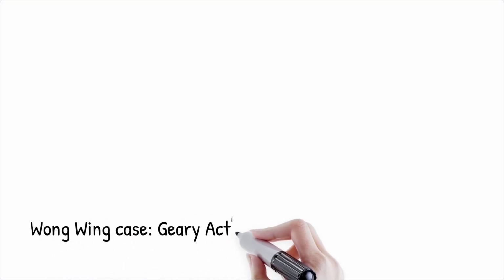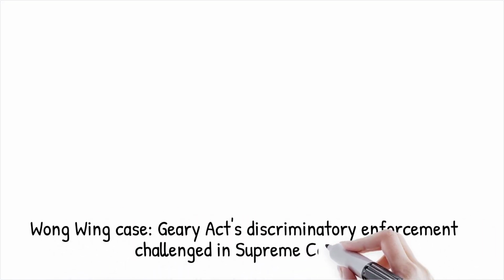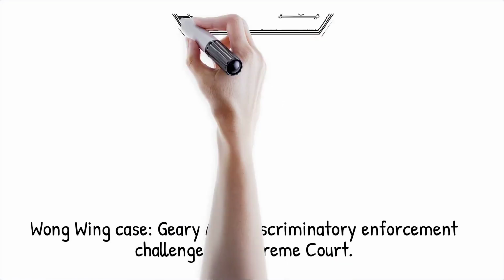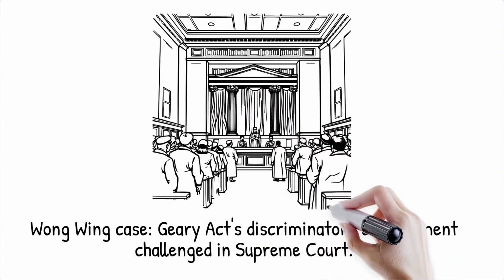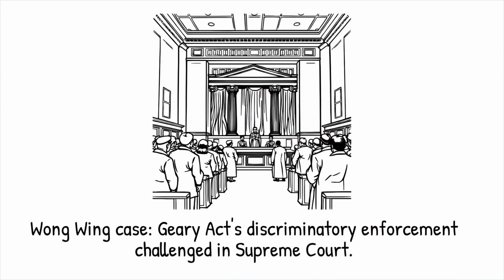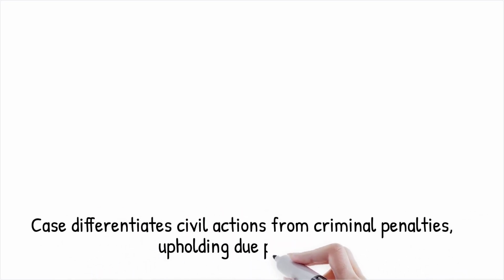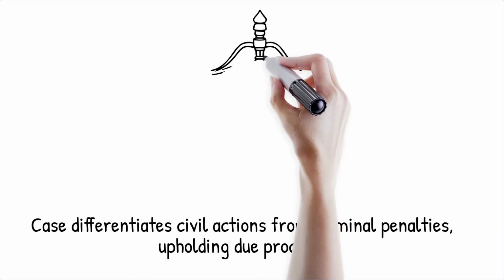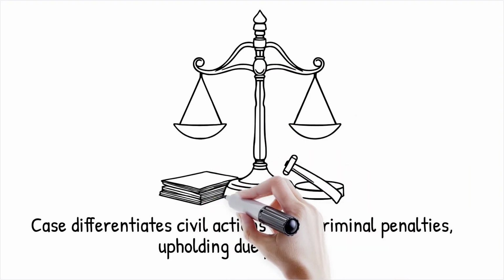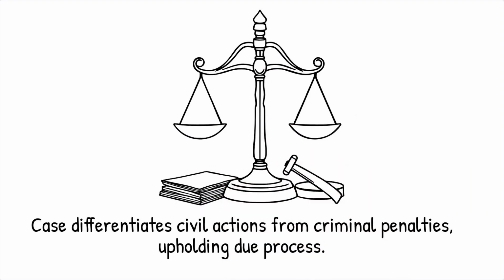Wong Wing v. United States, 1896, arose from the discriminatory enforcement of the Geary Act, which imposed imprisonment at hard labor on undocumented Chinese immigrants without judicial trials. The Supreme Court's unanimous ruling invalidated this provision, affirming that undocumented immigrants are entitled to Fifth and Sixth Amendment protections against criminal punishments. The case distinguished between civil immigration actions and criminal penalties, reinforcing due process for non-citizens while upholding Congress's immigration authority. Its legacy endures in immigration law, protecting against punitive measures without fair proceedings.